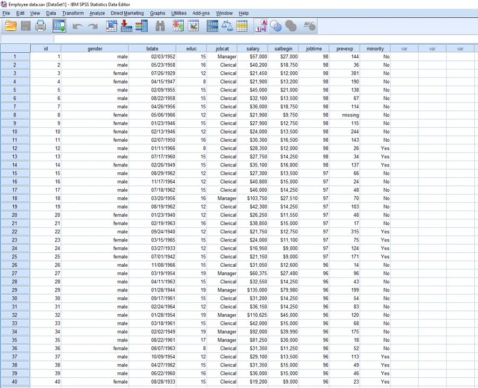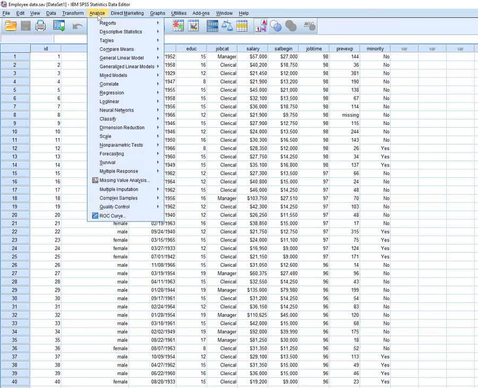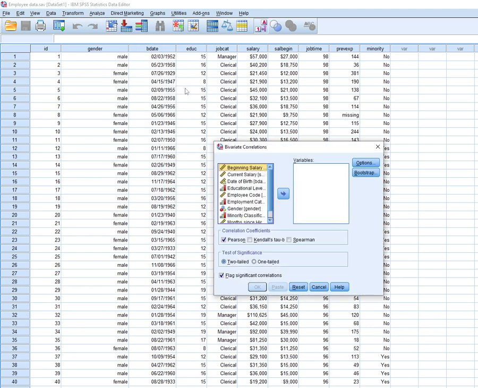Let's run the correlation analysis so that we see how we'll go about this one. And to perform correlation, just go to Analyze, Correlate, then select Bivariate. Analyze, Correlate, Bivariate. Bivariate basically means you are handling 2 or more variables.